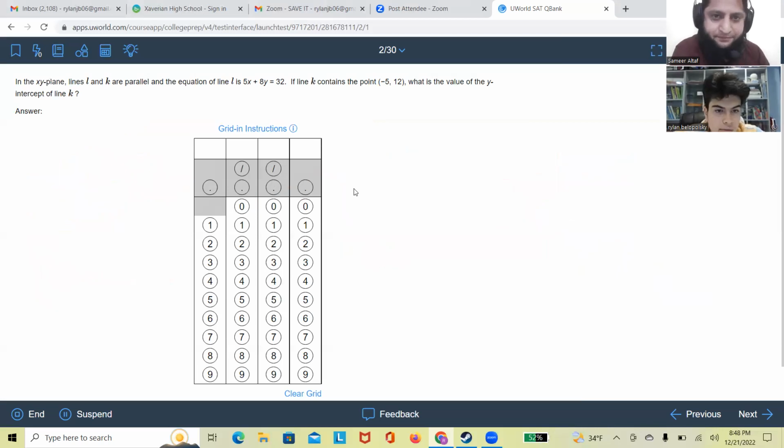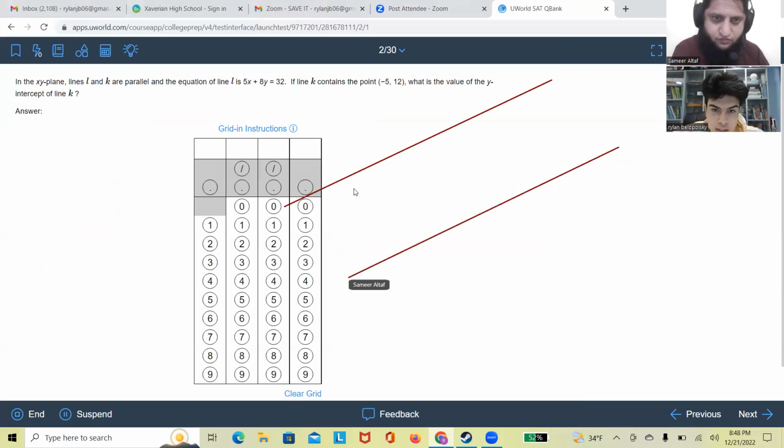Okay. In the xy plane, lines L and K are parallel, and the equation of line L is 5x plus 8y equals 32. If the line K contains the point (-5, 12), what is the value of the y-intercept of line K? Okay. Having two lines and they are parallel, one line is 5x plus 8y equals 32.